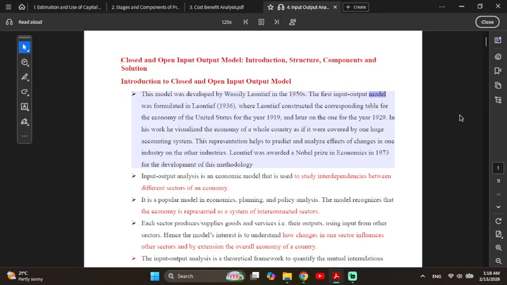The first input-output model was formulated in Leontiev, 1936, where Leontiev constructed the corresponding table for the economy of the United States for the year 1919, and later on the one for the year 1929. In his work he visualized the economy of a whole country as if it were covered by one huge accounting system. This representation helps to predict and analyze effects of changes in one industry on the other industries. Leontiev was awarded a Nobel Prize in Economics in 1973 for the development of this methodology.